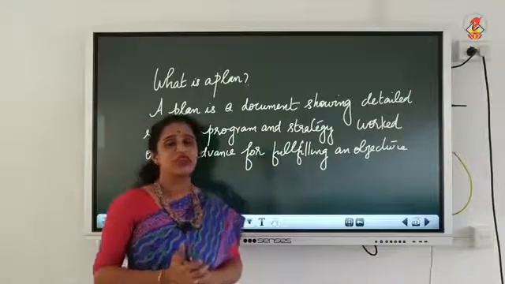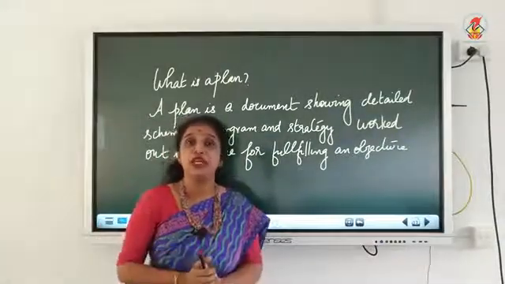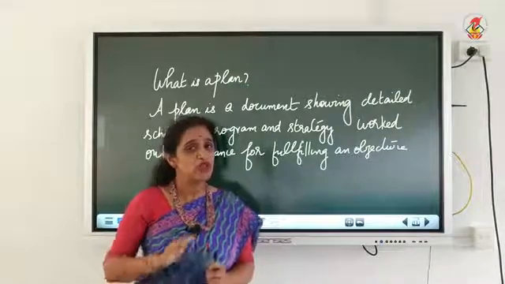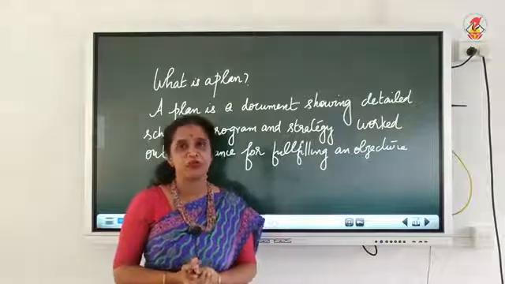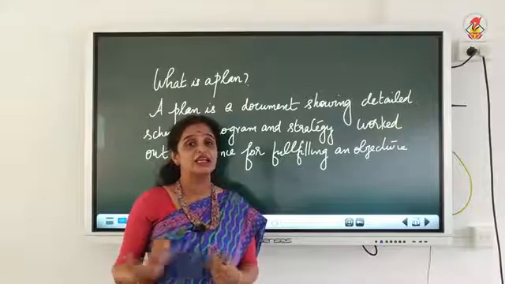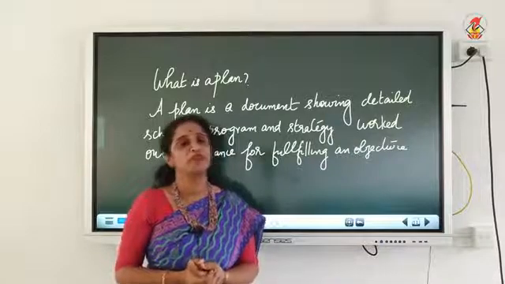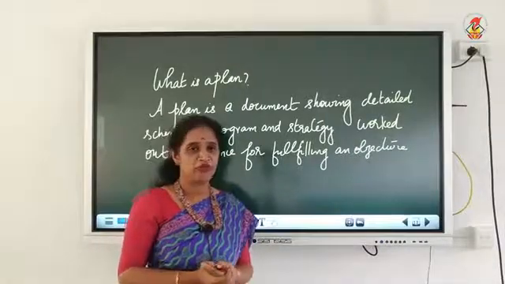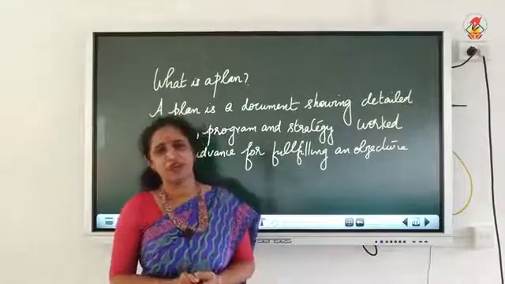Now what is a plan? Now after adopting a system, that system has to be implemented, right? So for the proper running of that system, a plan has to be adopted. So the government of India adopted an economic planning for the proper running of our economy. Now before moving on to economic planning, let us simply define what is a plan.